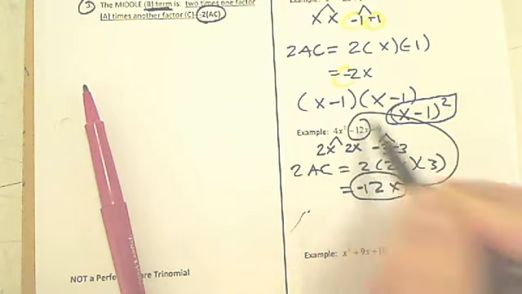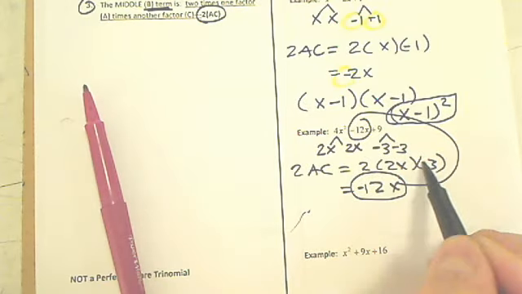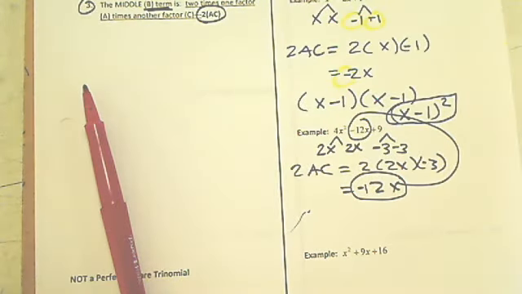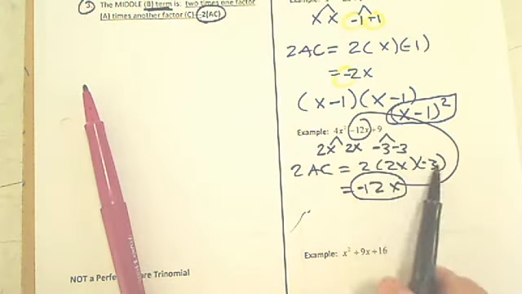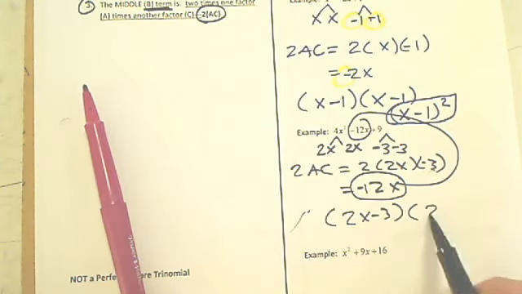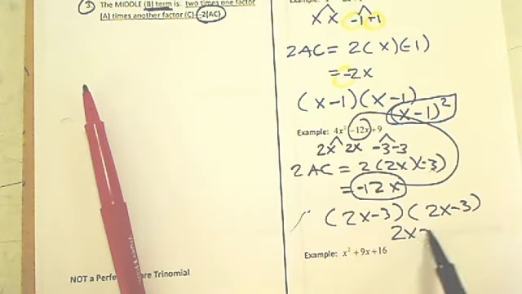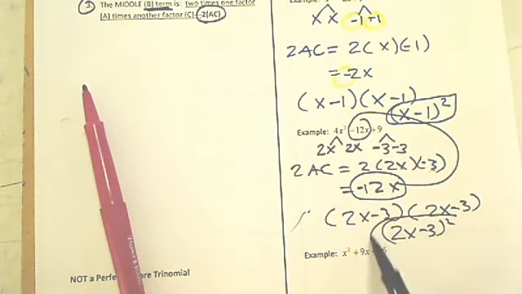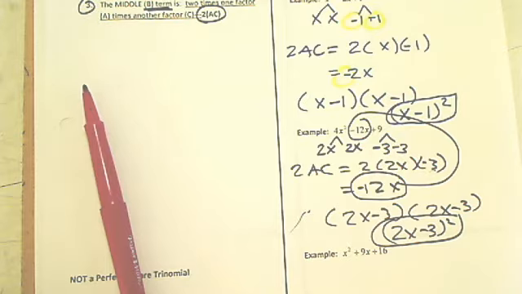So if you think about it, they have to match up. So the sign for 3 has to be negative. Negative 3 times negative 3 is positive 9. So that has to be negative 3. Therefore, your answer is 2x minus 3 times 2x minus 3, or 2x minus 3 squared. This only works for perfect squares. The A and the C have to be a perfect square. If it's not, then it does not work.